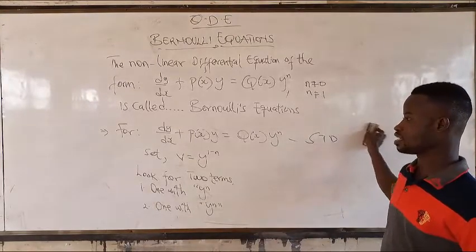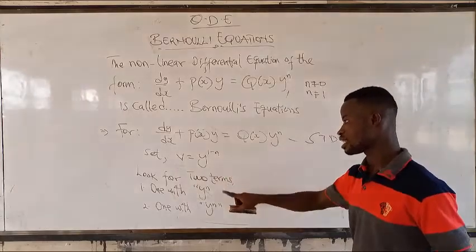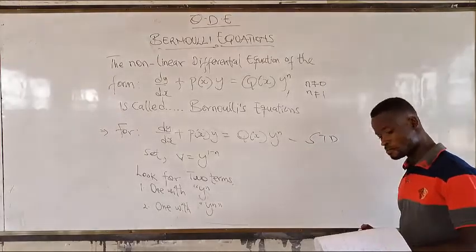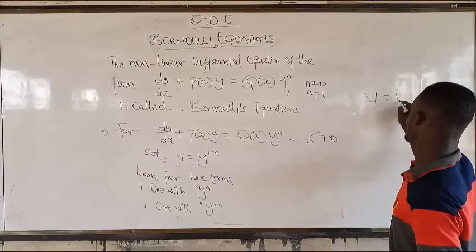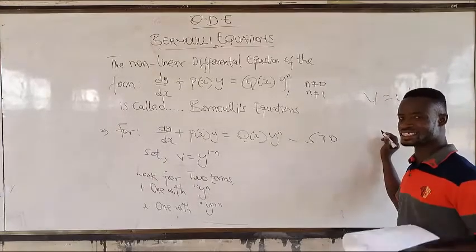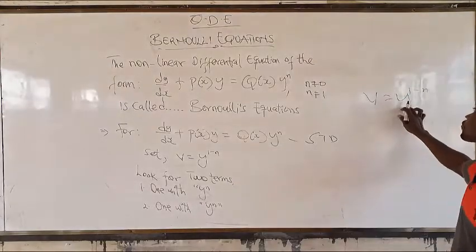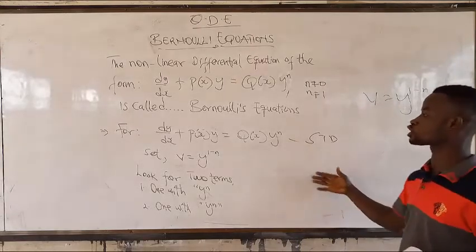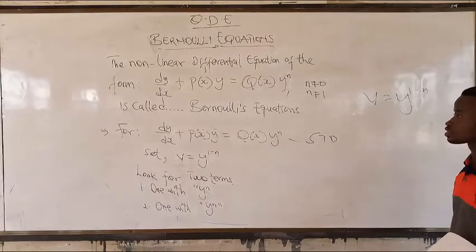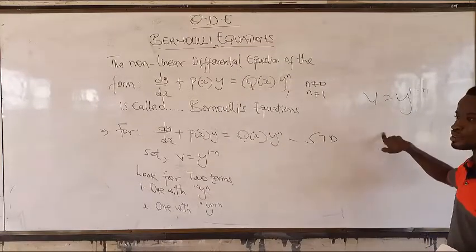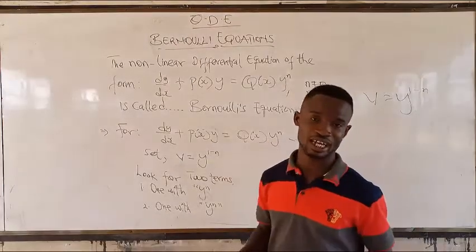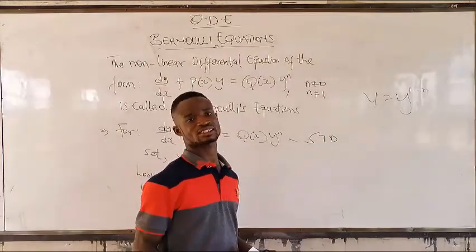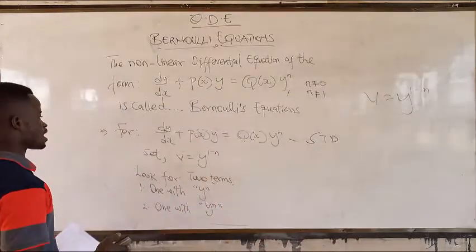Alright, don't forget the first form, second, and that. But please, I would like to add this before I bring it. When you set V to be equal to y raised to the power 1 minus n, the next thing that you have to do is make y the subject. Alright? Because at the end of it all, we are going to do the substitution back into our equation. So you are going to make y the subject, and after making y the subject, then you take the derivative to find dy/dx. In fact, let's look at the first question.